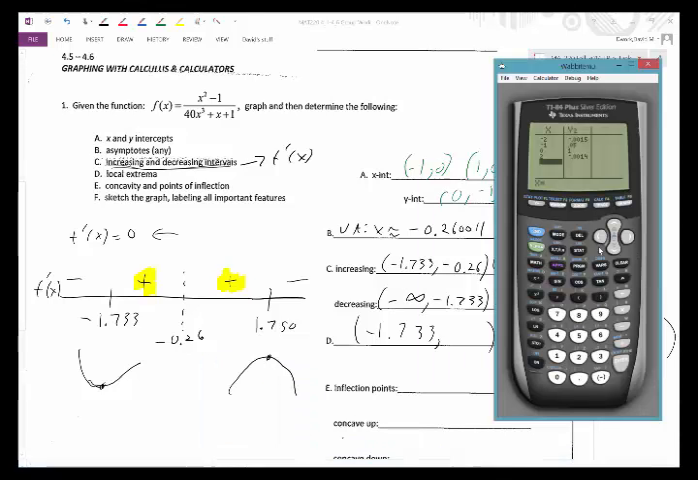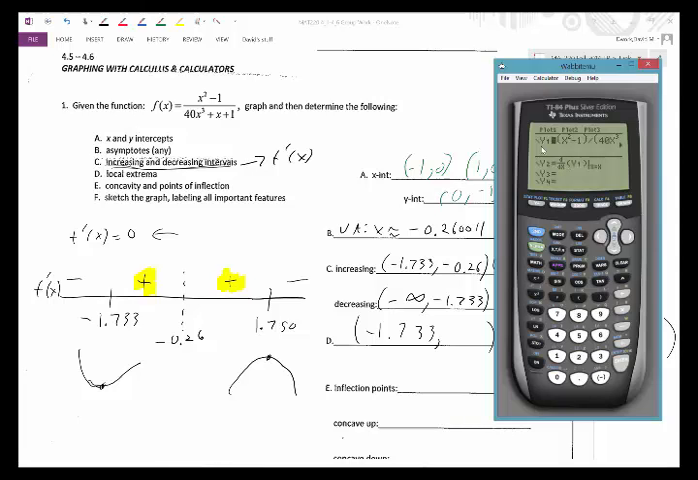So now here's the fun part though. Which y values do we want? Do we want the y value from our derivative, or do we want the y value from our original function? Well, we want it from the original function because we want the actual y value. We don't want the rate of change. We don't want the slope at those. We know what the slope is at those points, 0.